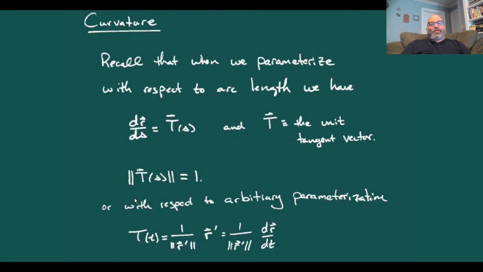Thanks, everybody. Let's talk a little bit about curvature. Now, when we parameterize our curve with respect to arc length, remember that we had the unit tangent vector as just being dr/ds, where s is going to be our arc length parameter. Now, if we parameterize with respect to any other variable, we can also get the unit tangent vector by just taking the ordinary derivative and then normalizing it by the length. That's also going to give us the unit tangent vector.